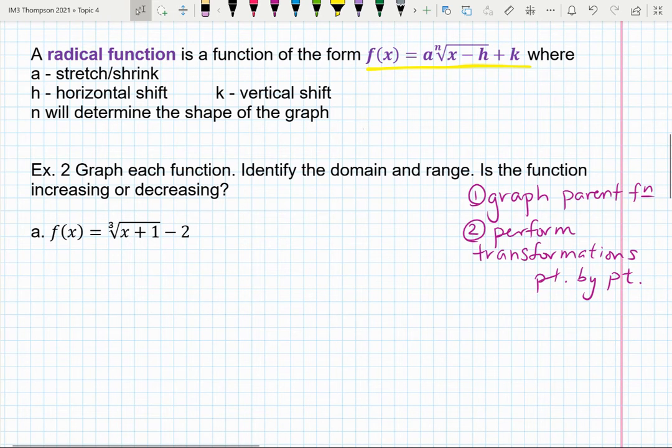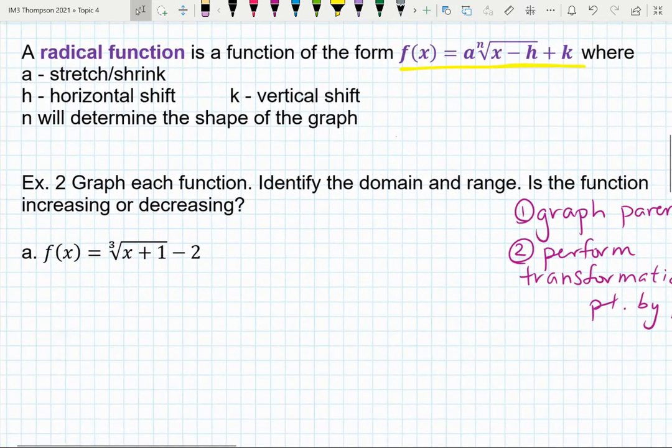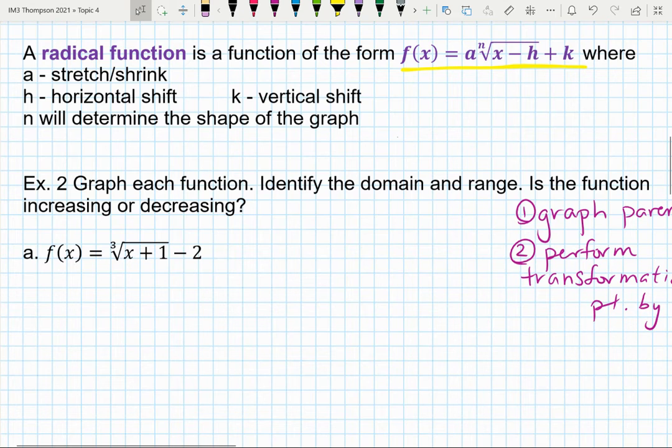All right, some more notes for you. So this is kind of generalizing the transformations of a radical function. A radical function is of the form f of x equals a times the nth root of x minus h plus k, where a would identify a stretch or a shrink, h causes a horizontal shift. Again, if h is positive, it moves to the left. If it's negative, it moves to the right. K causes a vertical shift.